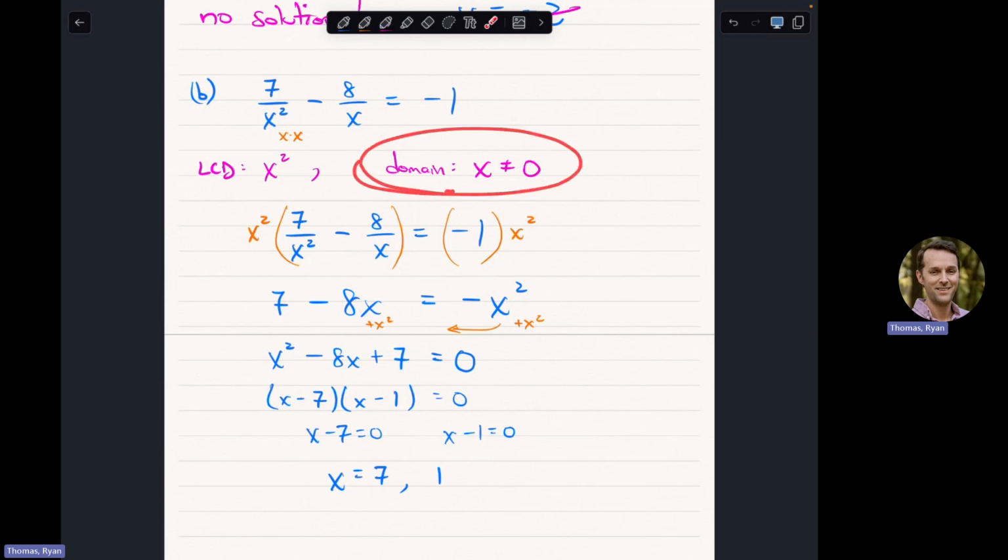Both not 0, right? 0 is the only place that we would have a domain issue here, the only thing that would make anything undefined. That means that either one of these is fine. They're both okay. They're both valid solutions. Those are our answers then.